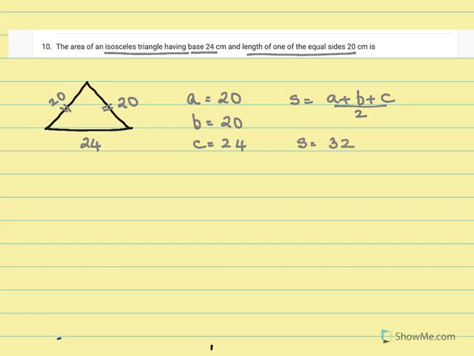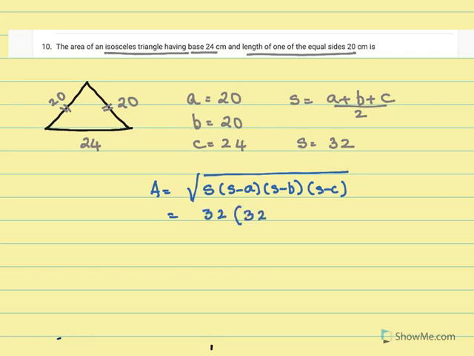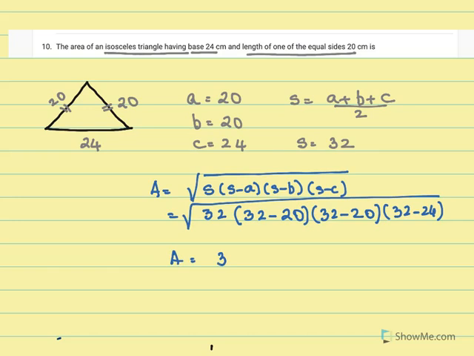In the next step, we do area equals the square root of S, S minus A, S minus B, and S minus C. And you put your values here, you get 32, then 32 minus 20, 32 minus 20, and you will have 32 minus 24. So your area equals root of 32 into, this is what you will get. And in the end, when you work this out, you'll get area is 192.